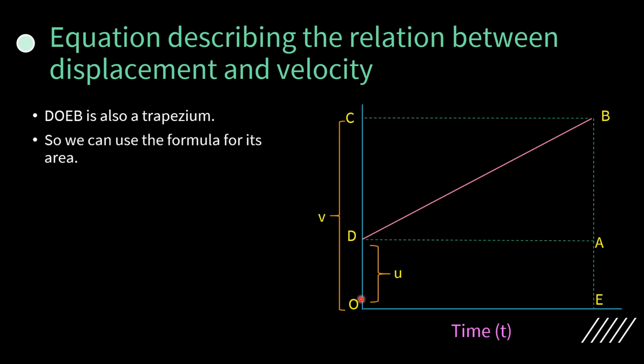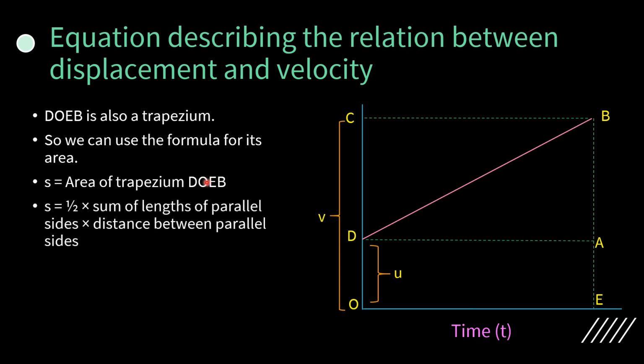So now children, we are going to use the formula for trapezium to calculate the area. So area of trapezium is nothing but half into sum of lengths of parallel sides. The parallel sides are nothing but OD and BE, multiplied by distance between parallel sides. So we can very well see that the distance between the parallel sides is nothing but T. So let us apply that.